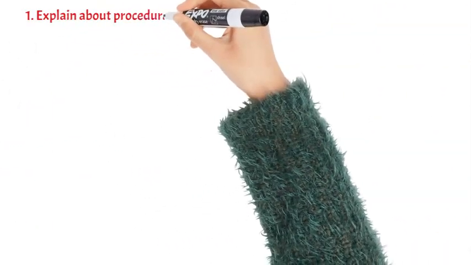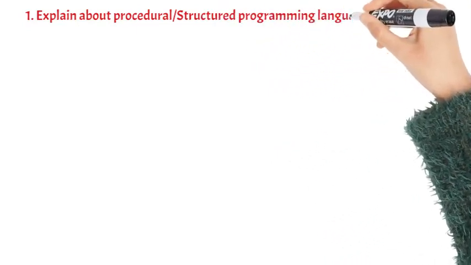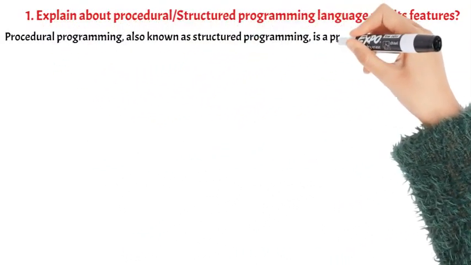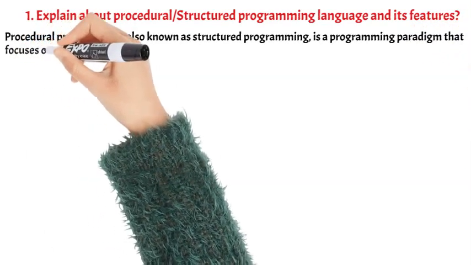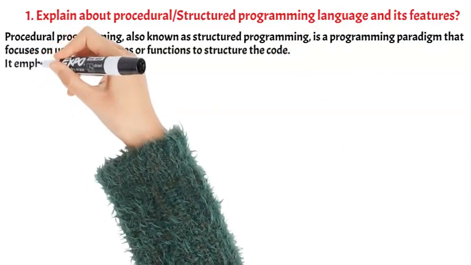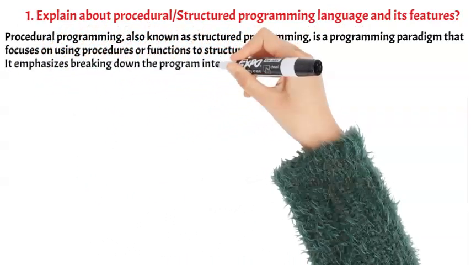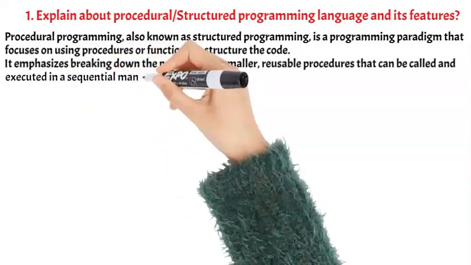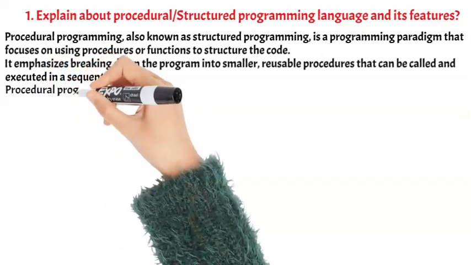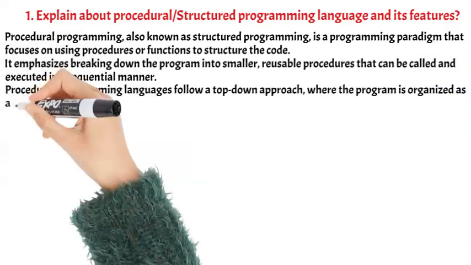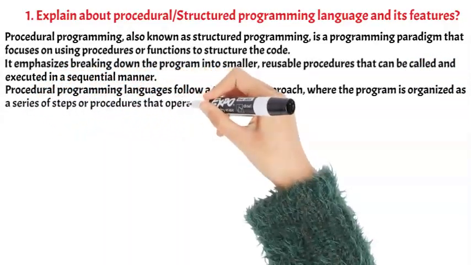1. Explain about procedural/structured programming language and its features. Procedural programming, also known as structured programming, is a programming paradigm that focuses on using procedures or functions to structure the code. It emphasizes breaking down the program into smaller, reusable procedures that can be called and executed in a sequential manner. Procedural programming languages follow a top-down approach, where the program is organized as a series of steps or procedures that operate on data.